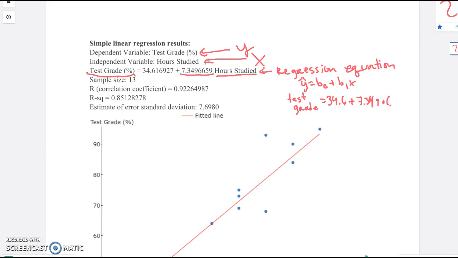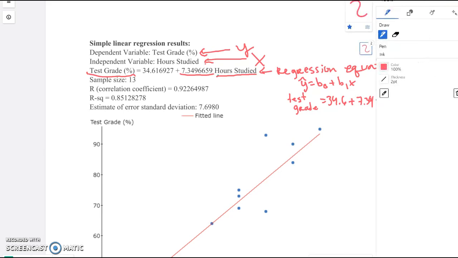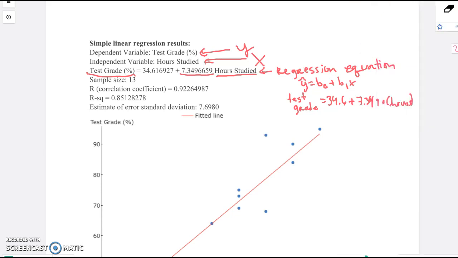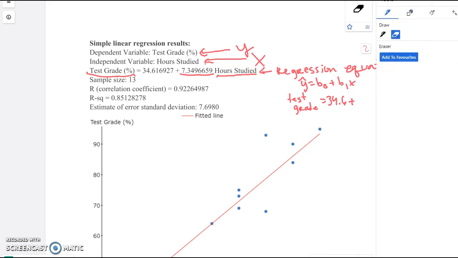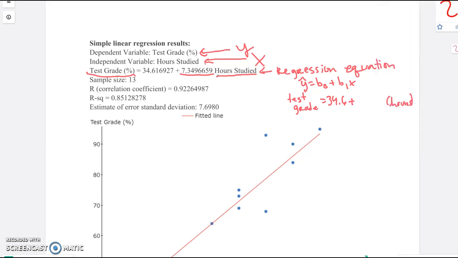times hours studied. Let me make this a little bit nicer. 7.349, let's just say that. And that's it. That's my regression equation. Y hat is this. B0 is this, so this is my y-intercept. This is my slope. And here are my hours.